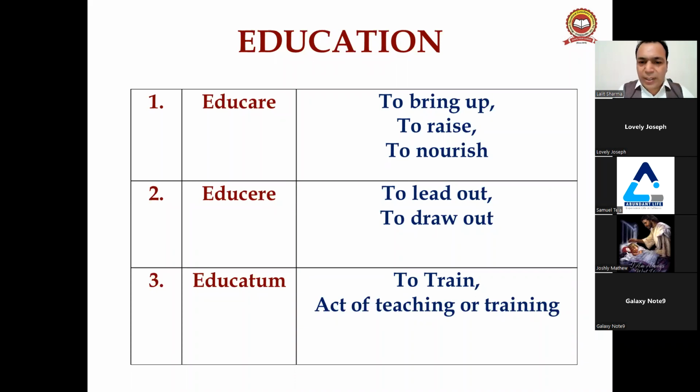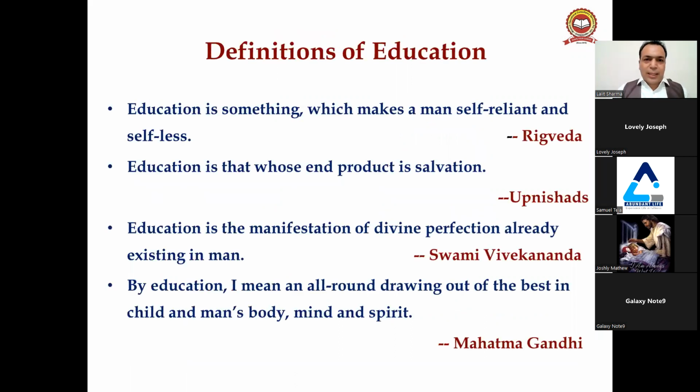And the last word is educatum. Educating means the act of teaching or training, right? So now we discuss some of the definitions of education. First, Rig Veda. Guys, Rig Veda has said that education is something which makes a man self-reliant and selfless. Upanishad has said that education is that whose end product is salvation, mukti prapt karna, right? As Gandhiji has said, right? Swami Vivekananda: education is the manifestation of the divine perfection already existing in a man and child.